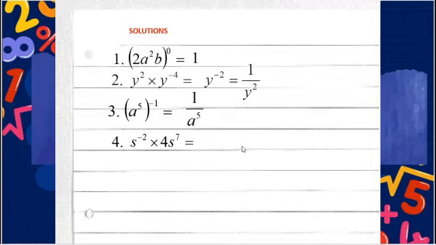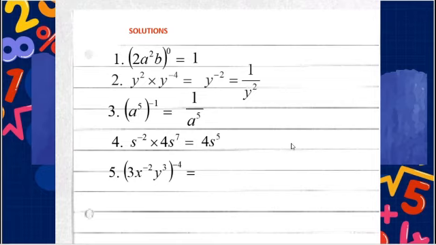Next, we have s raised to negative 2 times 4s to the 7. Okay. So, negative 2 plus 7 is positive 5. Tapos, kinopya na lang yung 4 kasi wala namang coefficient tong isa. Parang 4 times 1 na lang kasi yan. So, 4. Tapos, add the exponent. Negative 2 plus 7 is positive 5. Kasi negative isa.